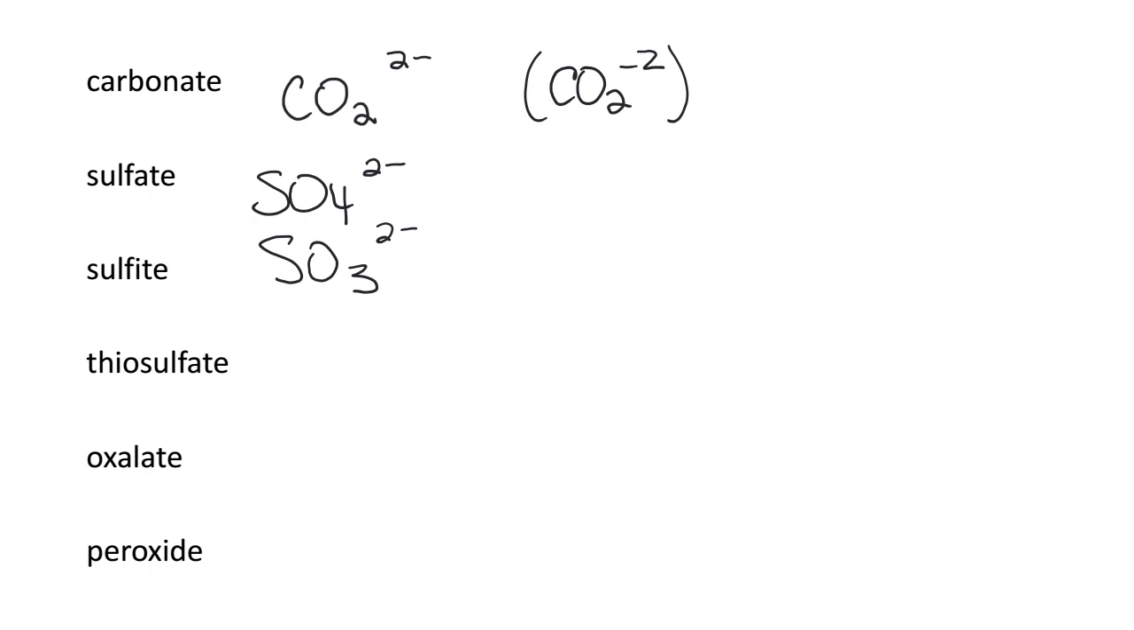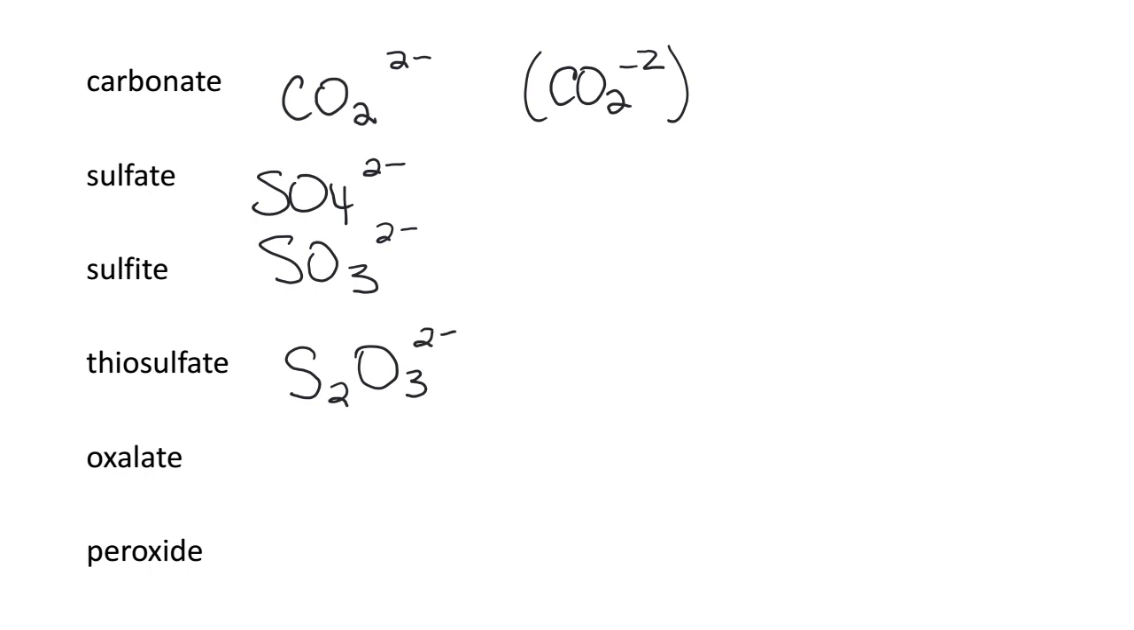Okay, now we have thiosulfate. So thiosulfate is sulfate with an extra S. This probably should be thiosulfite because it's really sulfite with the extra S. But what happened was one of the oxygens got taken off and replaced with the S. That's why it's thiosulfate, because it was originally sulfate. That has a -2 charge also.